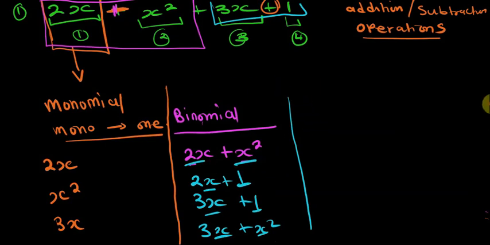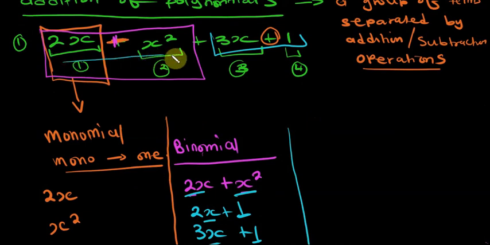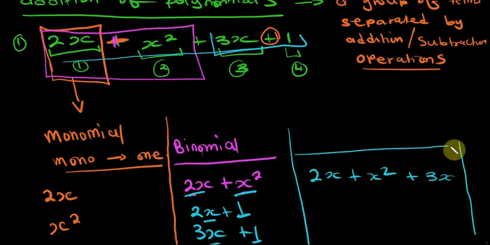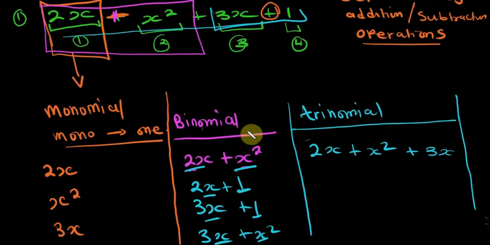Okay, so what if we wanted only three terms in our expression? Let's take 2x plus x squared plus 3x. How do we call such an expression which has three terms? Well, 3 is associated with the tricycle, a bike with 3 wheels. So we would call that expression a trinomial. If you have 3 terms, then the expression is regarded as a trinomial. In this case we have 2x plus x squared plus 3x as a trinomial.